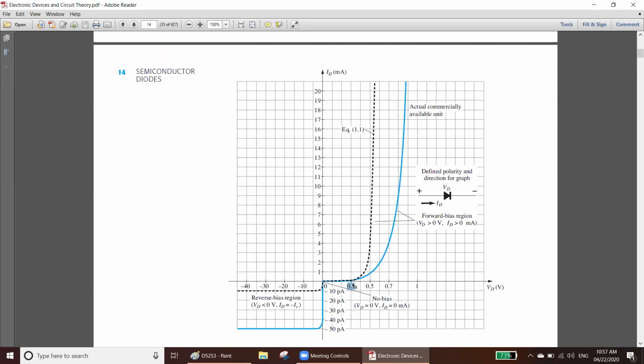That voltage will vary. In case of a germanium diode, it is at least 0.3 volt. That means you need to apply more than 0.3 volt. In case of silicon, it is 0.7 volt.